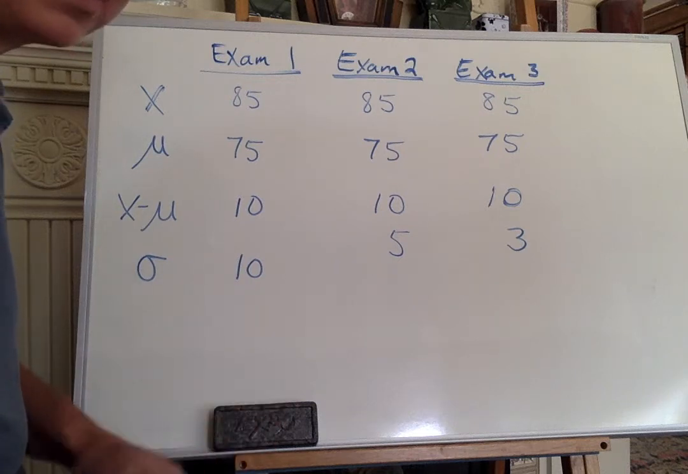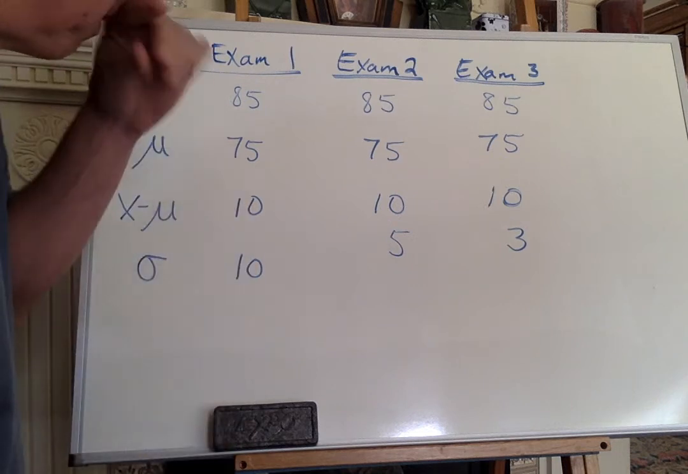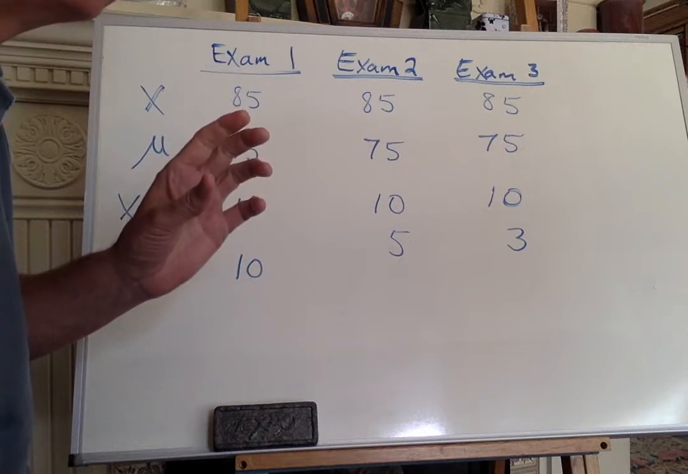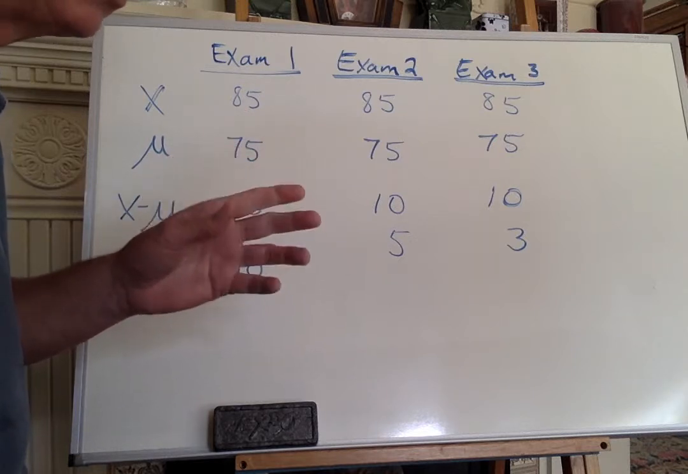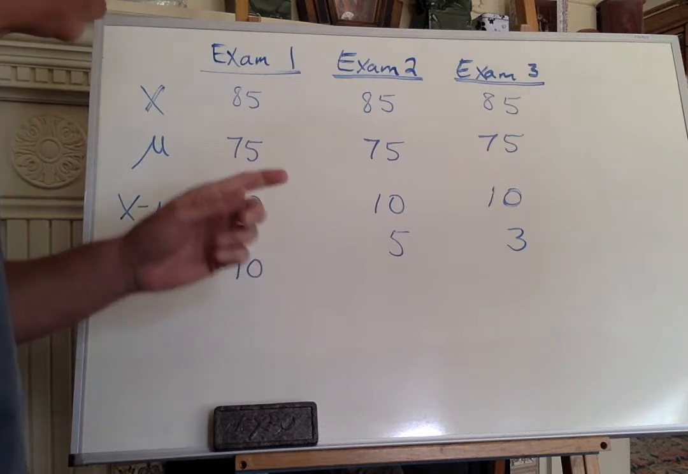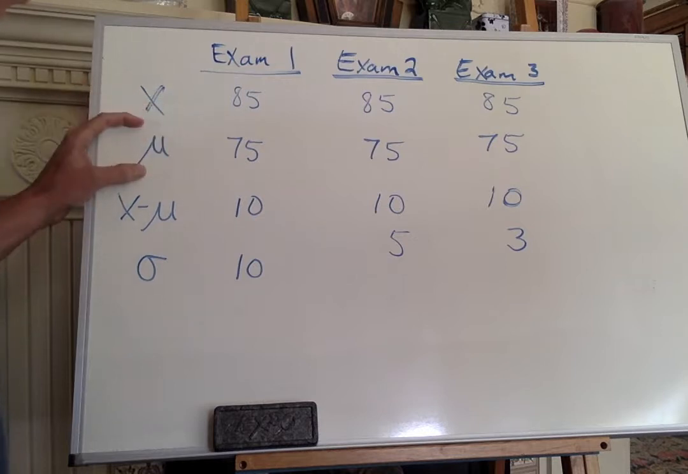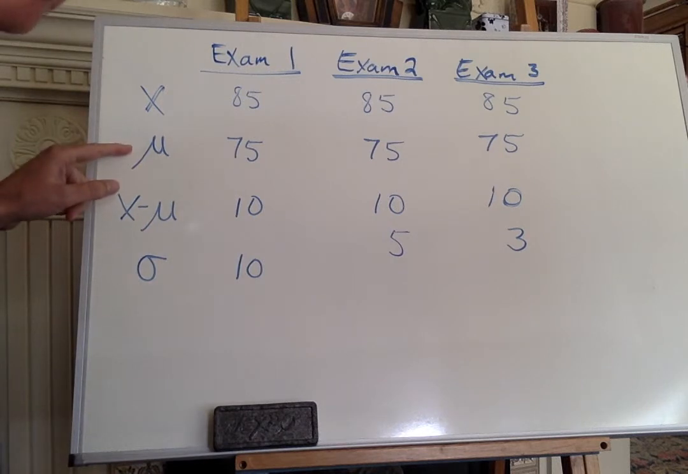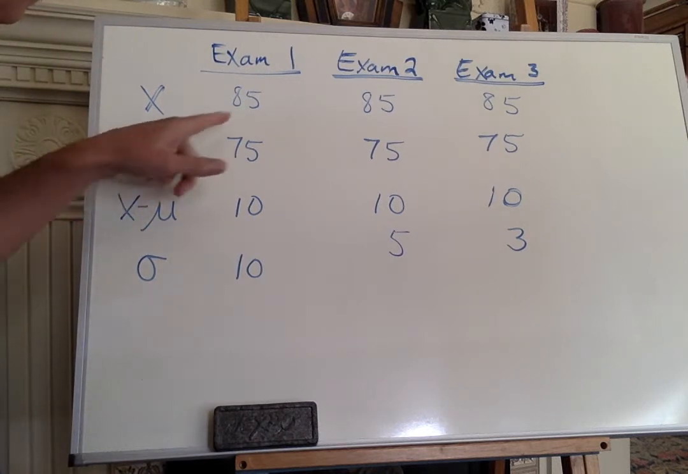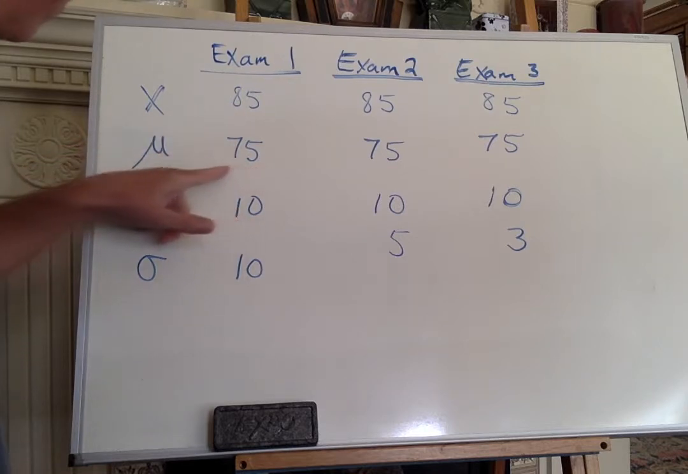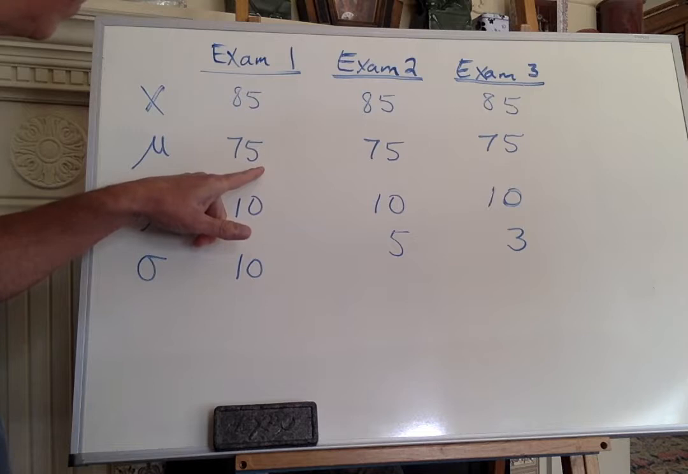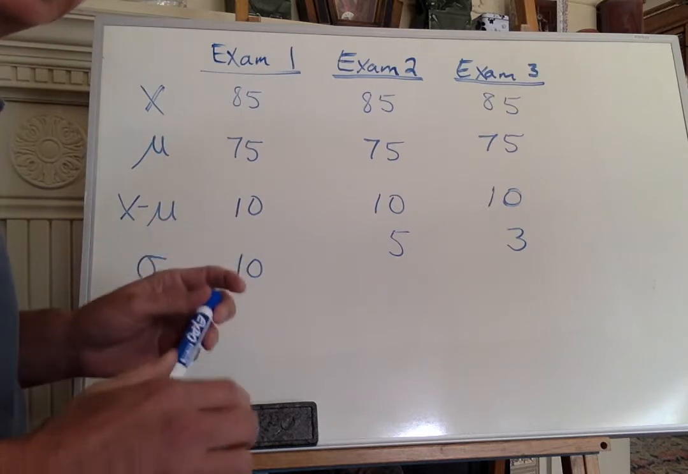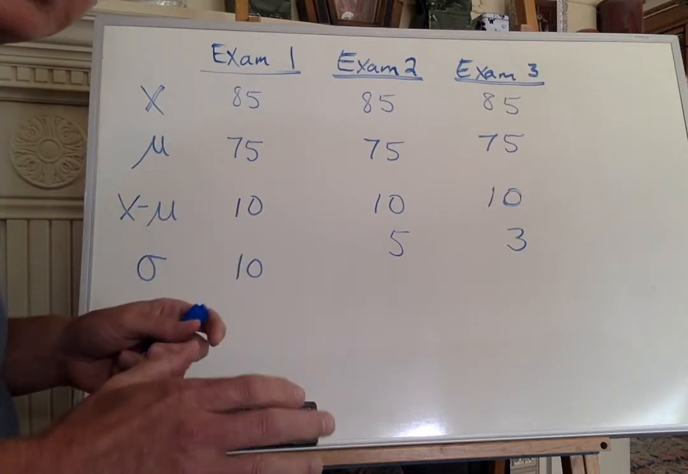Okay, here's where we left off in the last video. We talked about the fact that when we're trying to evaluate someone's performance, we need to take into account what the rest of the class did, what the rest of the distribution looks like, which is given by our measure of central tendency. So you scored an 85. The average for the rest of the class is 75, right? And so we're going to do a deviation score that tells you how your performance compares to the average.